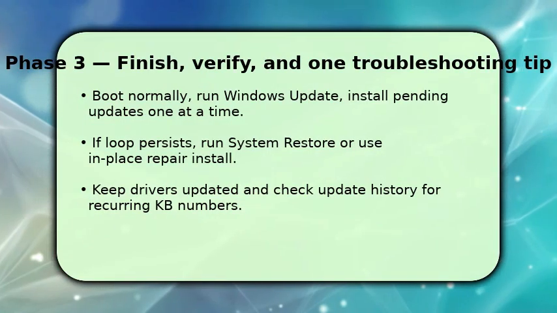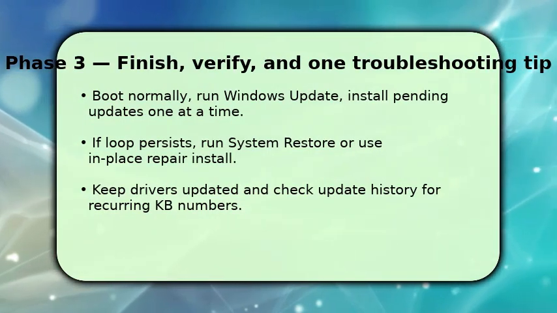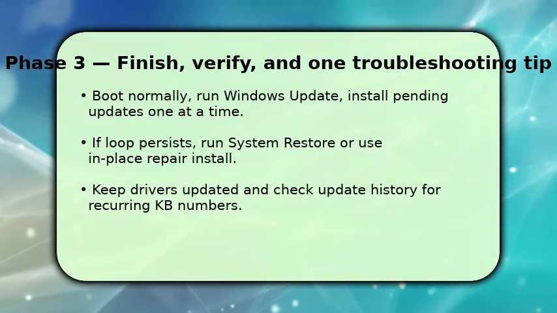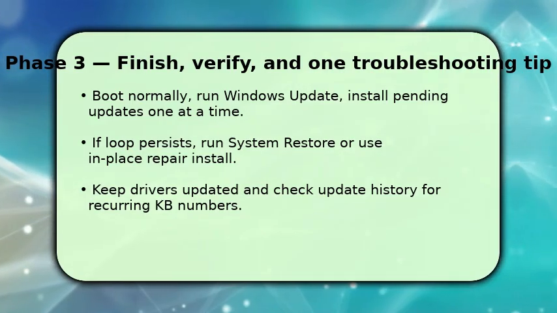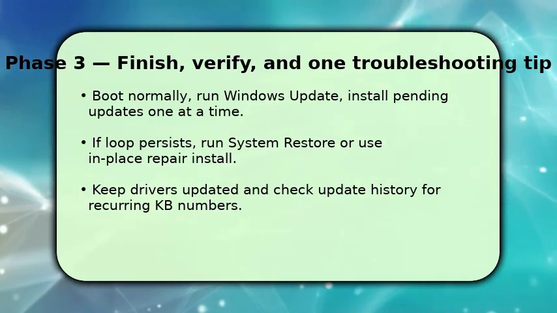You finish by booting normally and running Windows Update. Install pending updates one at a time so you can isolate a problematic package. Once done, verify stability and check update history for any recurring KB numbers.